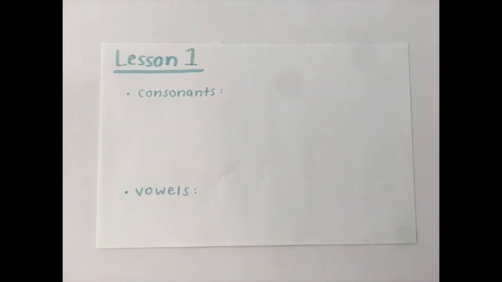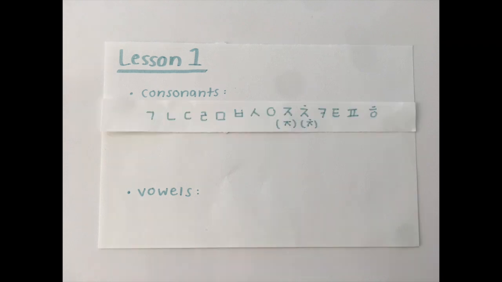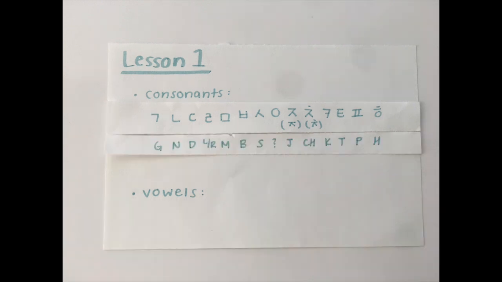Alright, let's get into it! Lesson 1. Consonants and vowels. Here are the beautiful consonants we're going to be working with. They look like all these little tiny shapes. And here are their English counterparts. Let's go over them together.